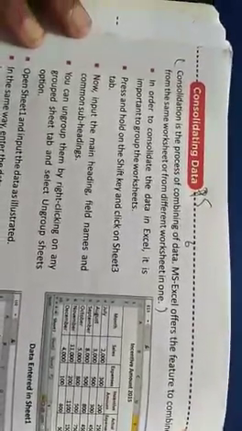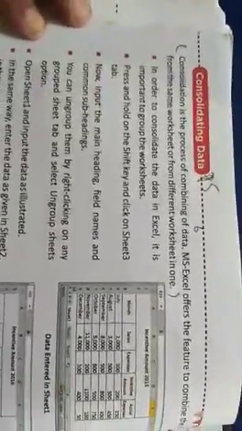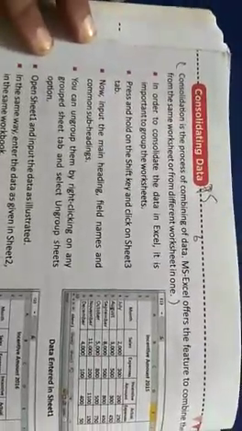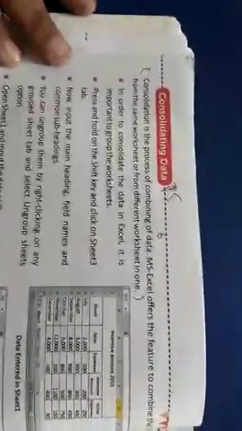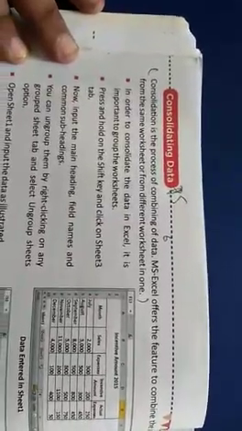Let us continue chapter number 5 of computer. It is part 5 and the next topic is consolidating the data. Consolidating means combining the data. Consolidation is the process of combining data.